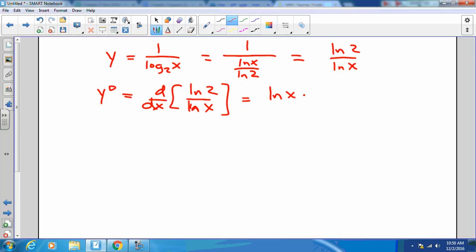That's okay. Low D high. Derivative of log 2 is 0. How did you know that log 2x was that? Ah, that's our change of base formula that we talked about yesterday.